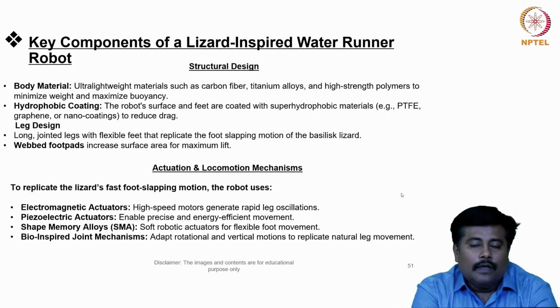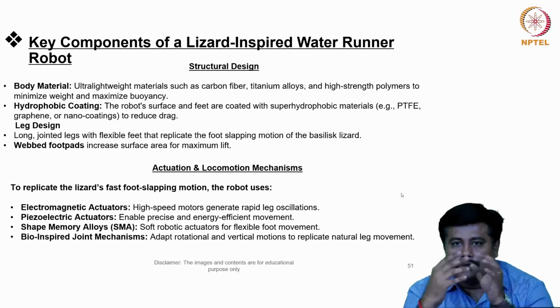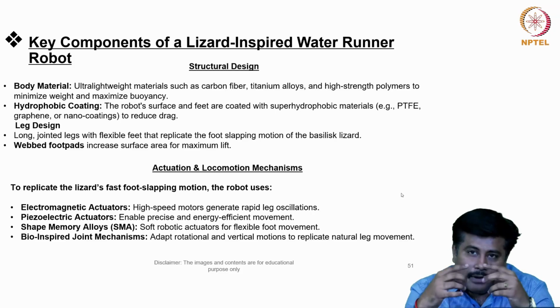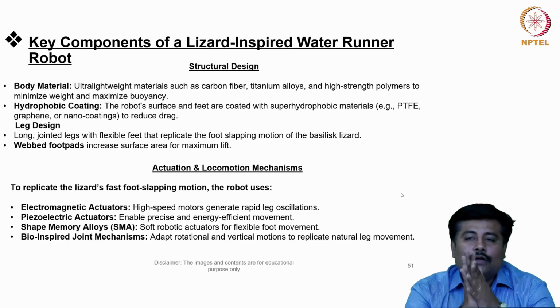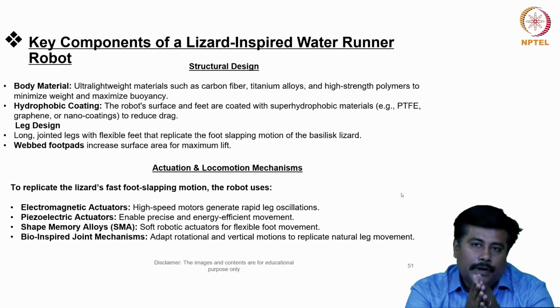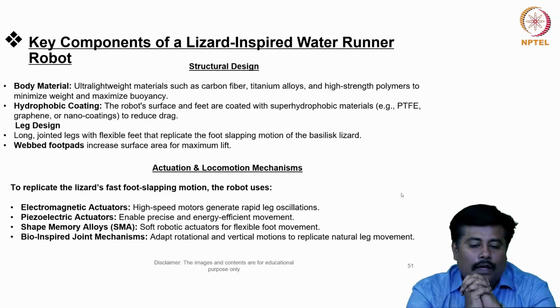As far as the coatings are concerned, it is a hydrophobic coating, ideally so that it doesn't stick onto the surface and doesn't have any impact on the electronic structure. The robot surfaces and the feet are coated with a super hydrophobic, ideally PTFE-based, graphene or a nano coating to reduce the drag.